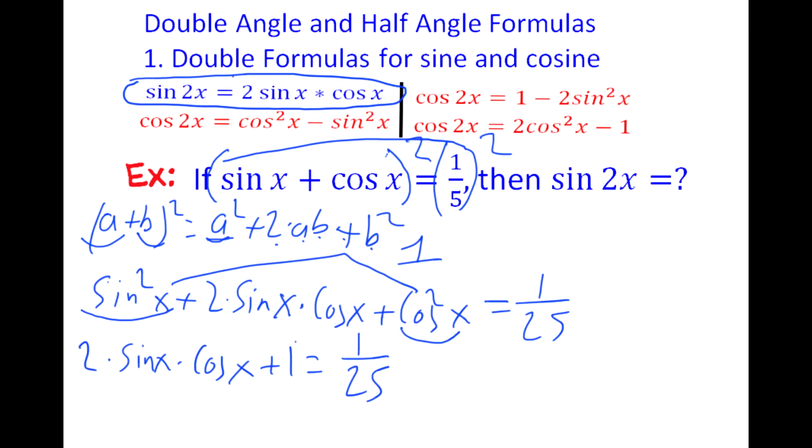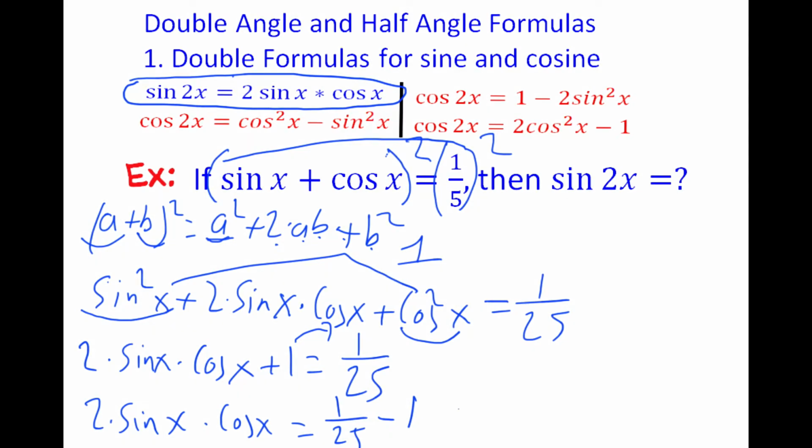Just send this one to the right side, and we're going to have 2 times sine x times cosine x equal to 1 divided by 25 minus 1. On the left, it was positive 1. And now if you send it to the other side of the equal sign, it's going to be negative 1. For the people who don't know what I did here, I recommend you take a look at one of my previous videos about shortcuts in calculations.